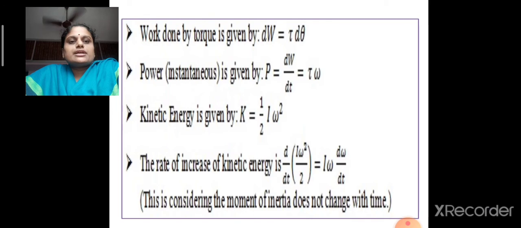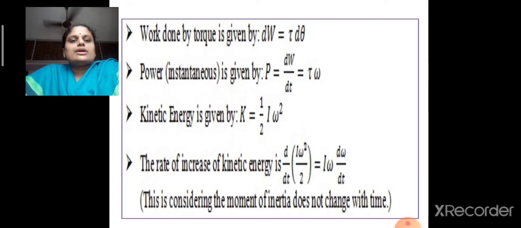In linear motion, kinetic energy K is given by half mv square. Replacing mass m with its analogous term moment of inertia I and linear velocity v by omega, we get kinetic energy is equivalent to half I omega square.